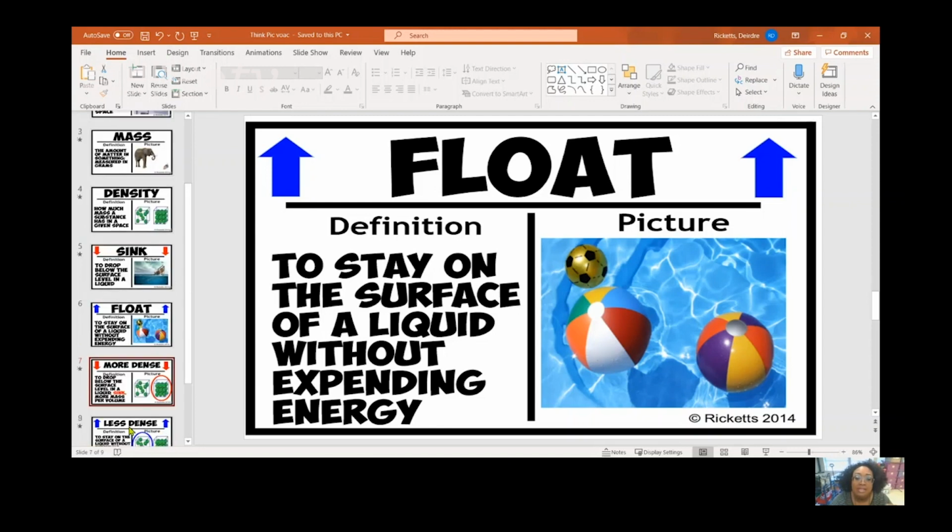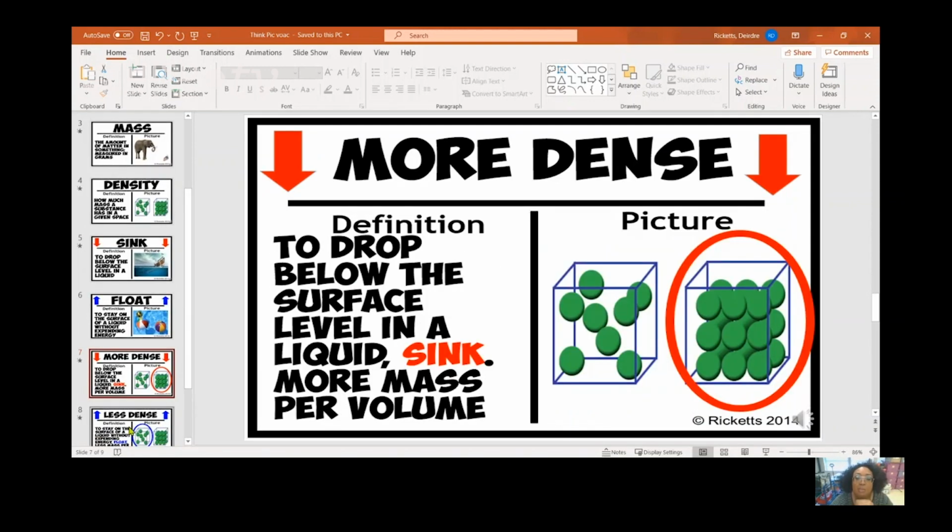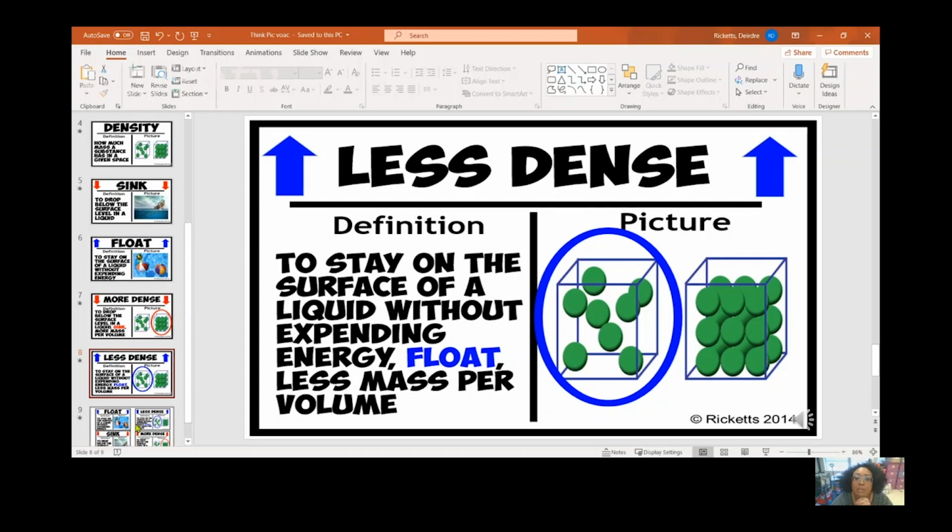So how does that relate to more dense and less dense? More dense, you can see by the red arrows going down, means to drop below the surface level in a liquid, to sink, because it has more mass per volume. And you see that I've circled the box over here that has more balls in it. Less dense, you see the blue arrows up, so that means above. To stay on the surface of a liquid without expending energy, to float, less mass per volume, and I circled the box that has fewer balls in it.